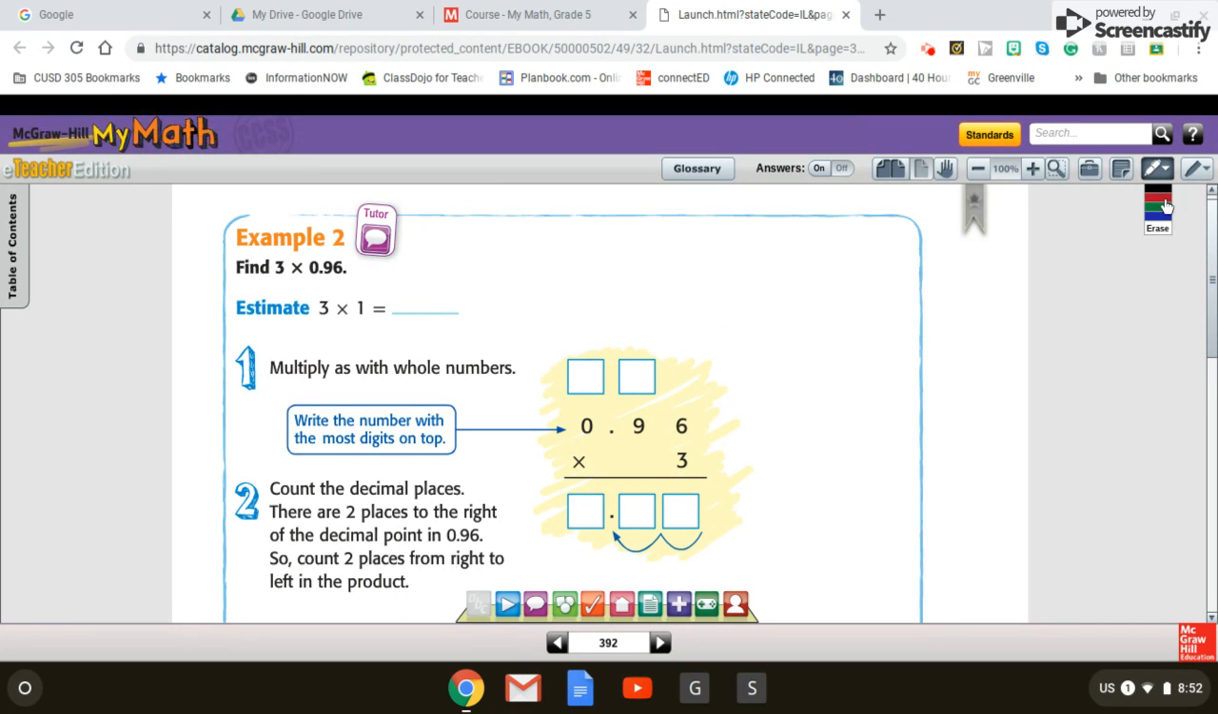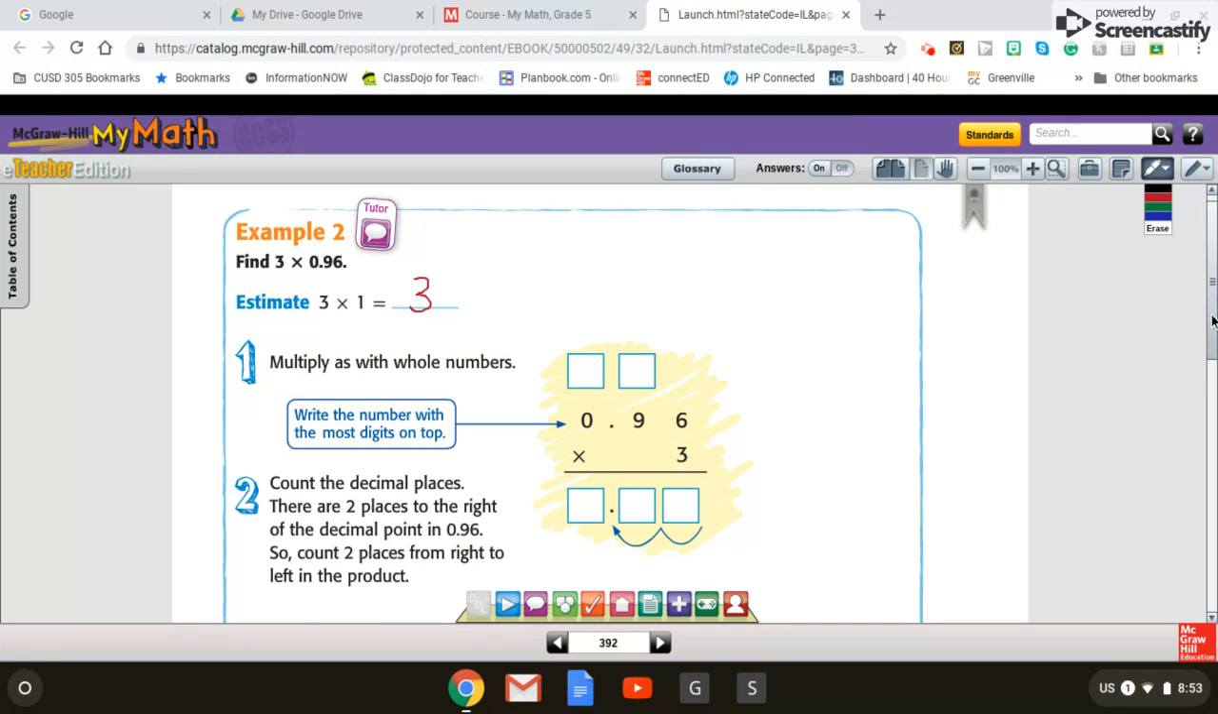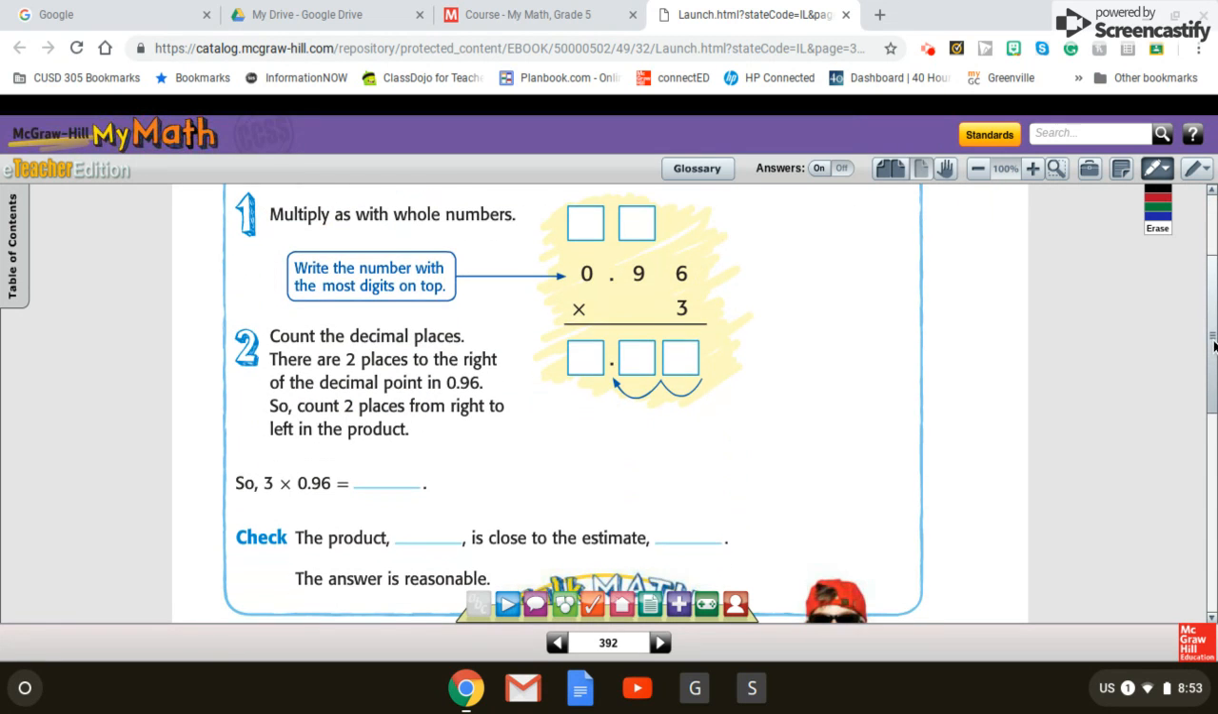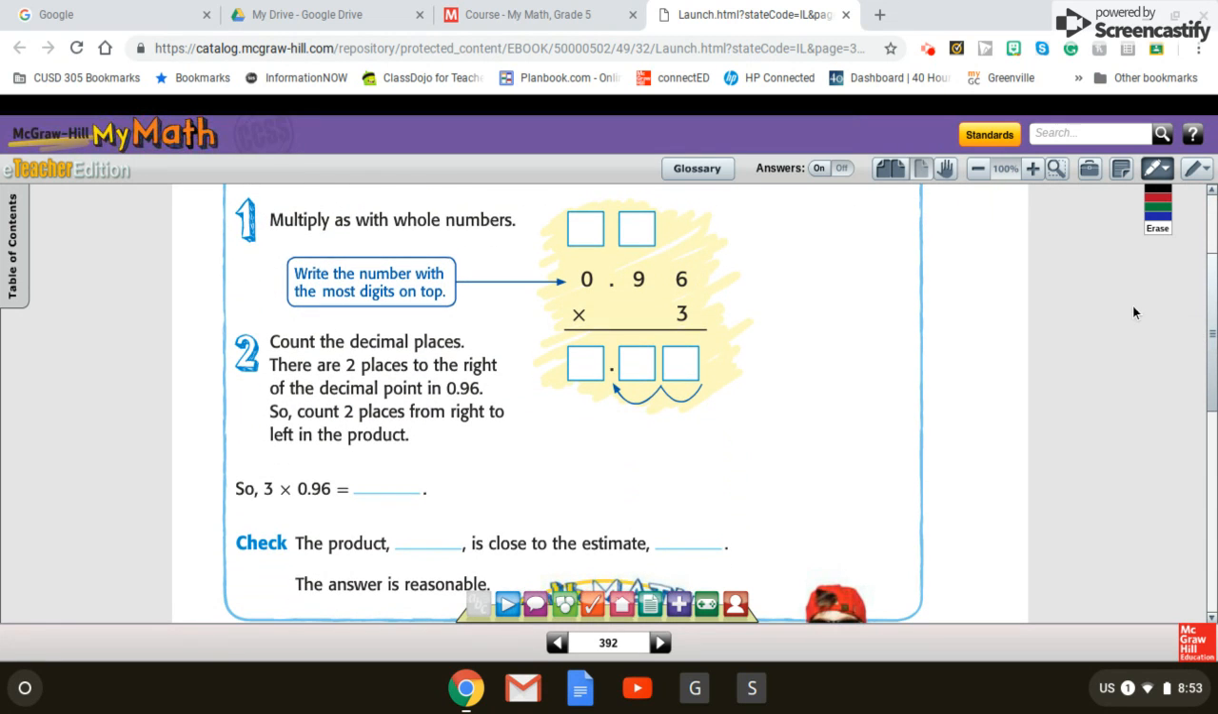Okay, all right, we're going to estimate 3 times 1. They rounded 9600ths up to 1, so it's 3 times 1, which is 3. Now, as I said before, on the last page, you're going to multiply as with whole numbers, so as if there's no decimal point. Pretend there's no decimal point when you're writing it down. You do not have to line up the decimal points when you're multiplying decimals.